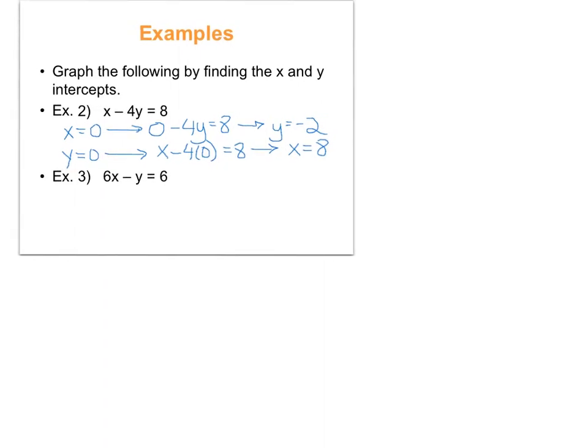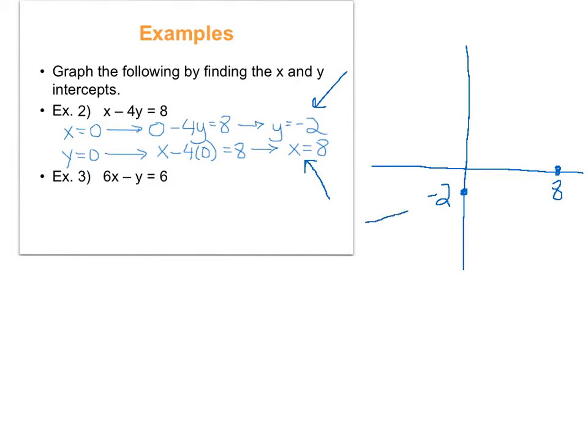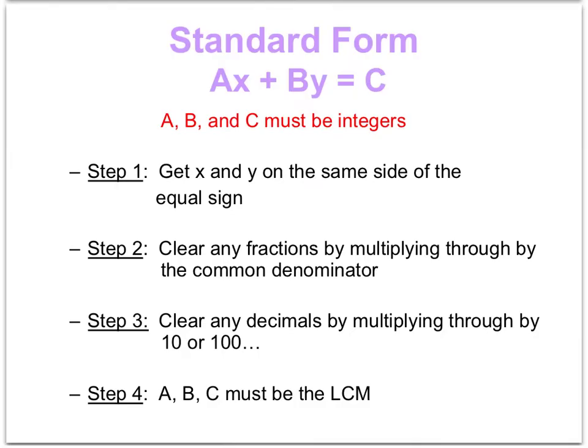I'm going to shrink this and draw a coordinate grid, and we have 2 points. We have one point where x is 0 and y is negative 2, right here, with our y-intercept, and we have our other point where x is 8 and y is 0. Connecting, we have a line with positive slope. I'm going to leave you to do example 3 in your notes.